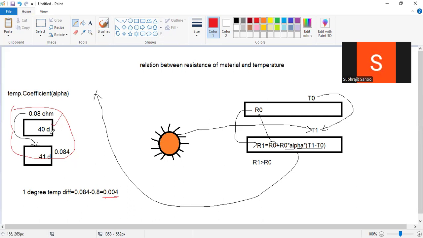Temperature 40 degree, 40 D for degree here. The degree symbol is not available in this paint software, so I have written degree here. At this moment the resistance is 0.08.